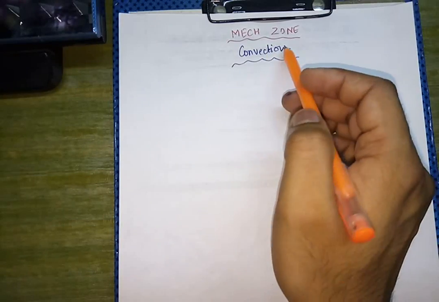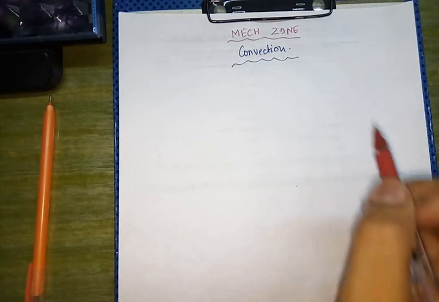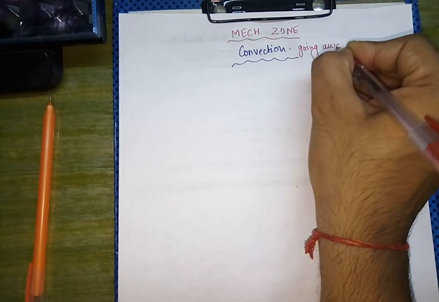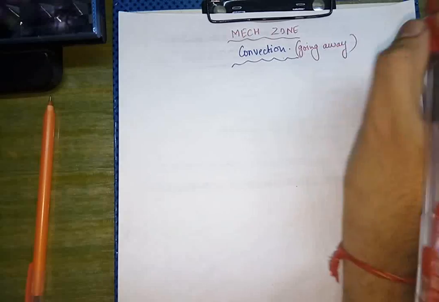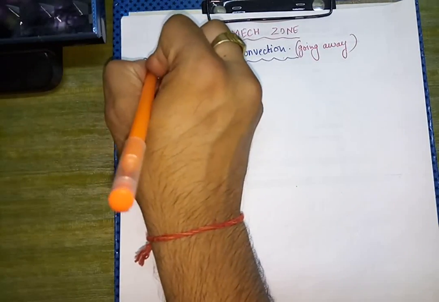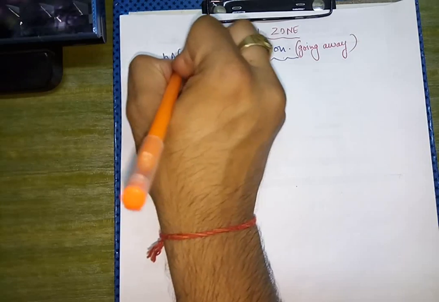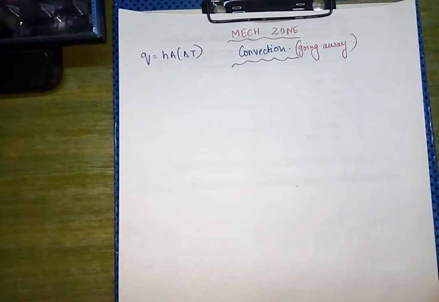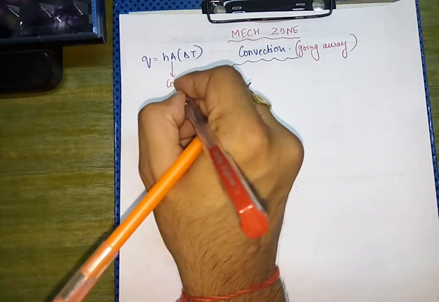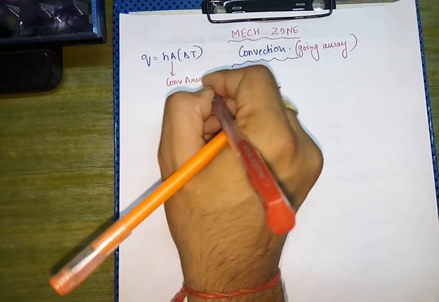Now the actual meaning of convection is going away. Now we already studied that in case of convection Q is equal to hA delta T, where A was the convection area.